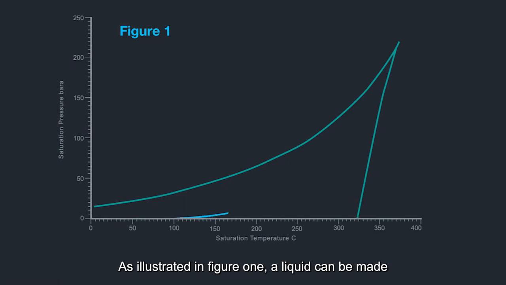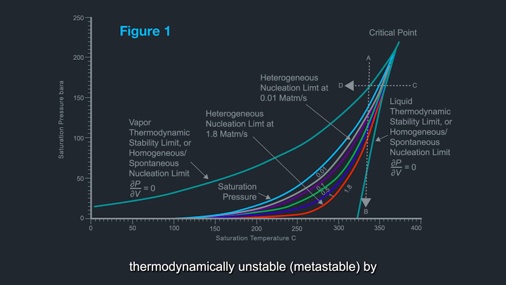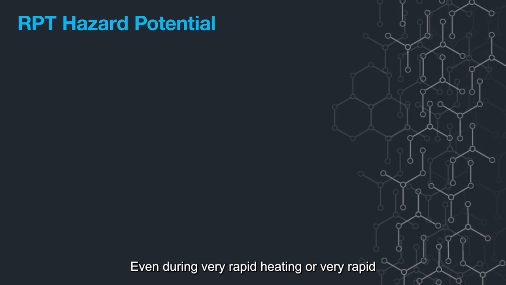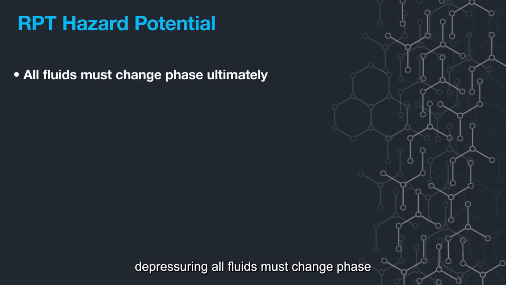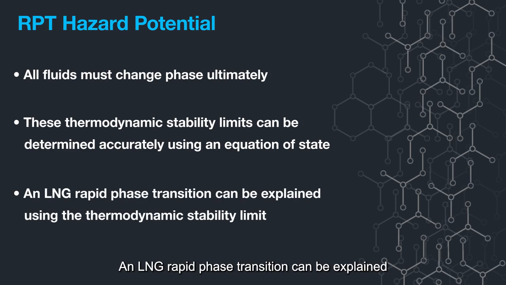As illustrated in Figure 1, a liquid can be made thermodynamically unstable, metastable, by rapidly changing its temperature and pressure such that it cannot exist at those conditions in its initial state, all liquid. Even during very rapid heating or very rapid depressuring, all fluids must change phase ultimately. These phase change limits, also called the thermodynamic stability limits, can be determined accurately using an equation of state. An LNG rapid phase transition can be explained using the thermodynamic stability limit, also called the superheat limit.